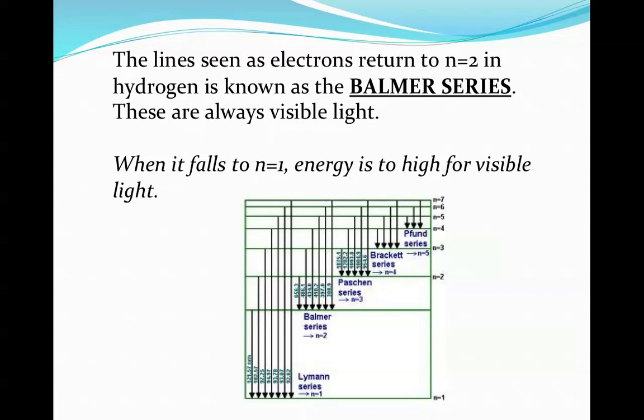Now we've been doing the transition from n equals 5 to n equals 2, and the lines seen as the electrons return to n equals 2, like in the examples we just did, in hydrogen are known as the Balmer series. These are always visible light. However, when electrons fall back to n equals 1, the energy is too high for visible light, so we can't actually see those transitions.